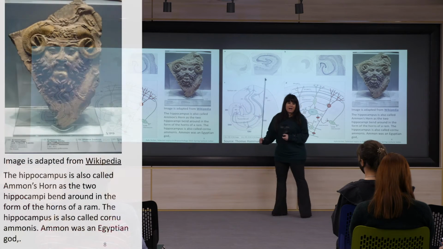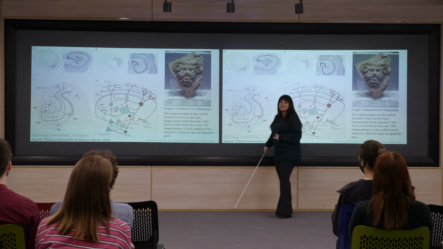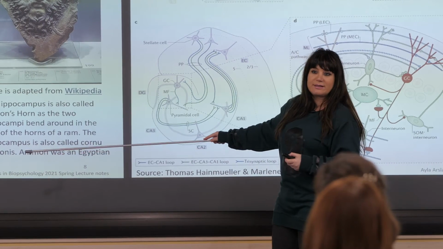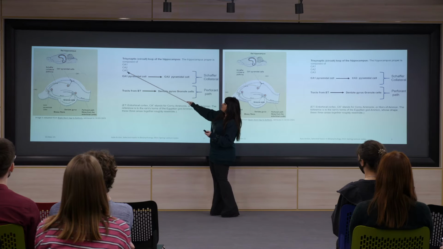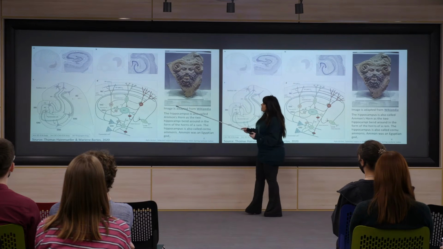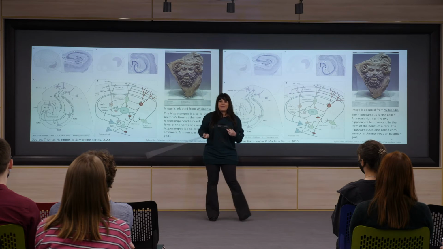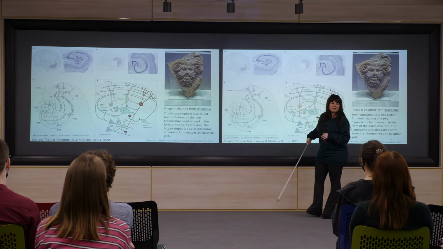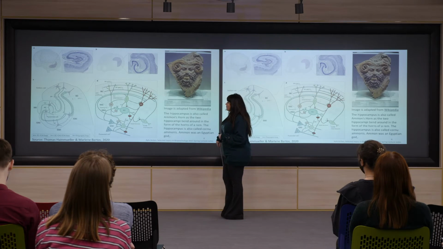So this is an Egyptian god, and if you can see here with these horns, that is where the CA, the cornu ammonis, is coming from. So the CA regions that we describe here, CA1, CA2, CA3, are named because the hippocampus itself resembles these horns, which made people give this name because of this old Egyptian god. Okay, so that is the relevance of the CA vocabulary.